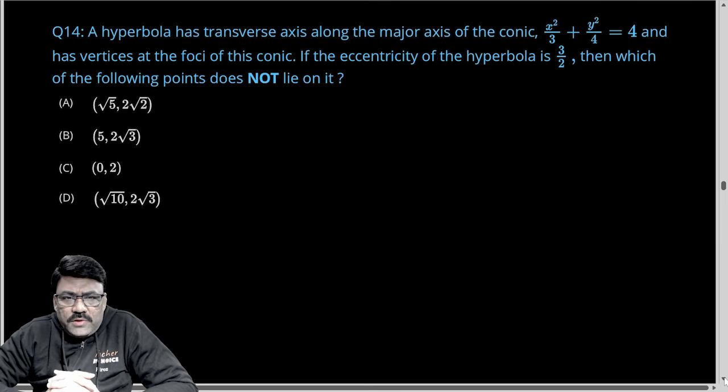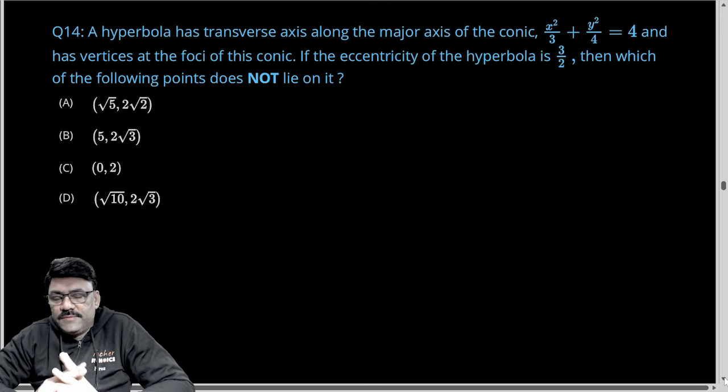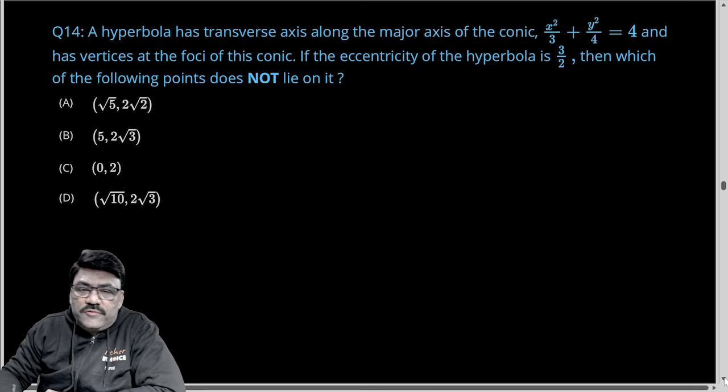See this question. A hyperbola has transverse axis along the major axis of this conic. This conic is nothing but an ellipse. And the vertices of the hyperbola are the same as the foci of this ellipse. If the eccentricity of the hyperbola is given as 3 by 2, then which of these 4 points does not lie on this hyperbola? Means out of these 4 points, 3 points will satisfy the hyperbola. Which one doesn't satisfy? So let's check the ellipse first.